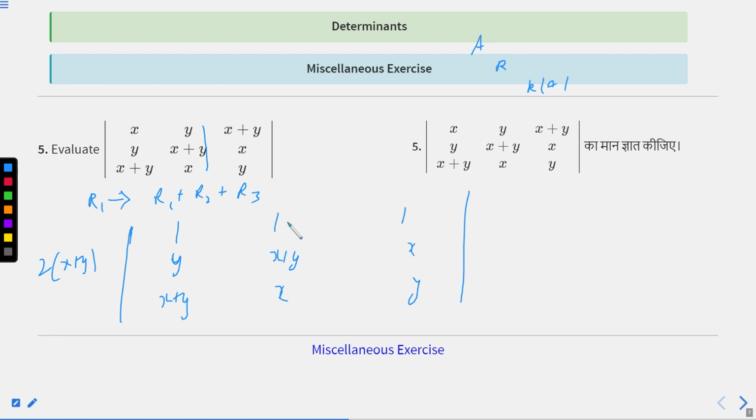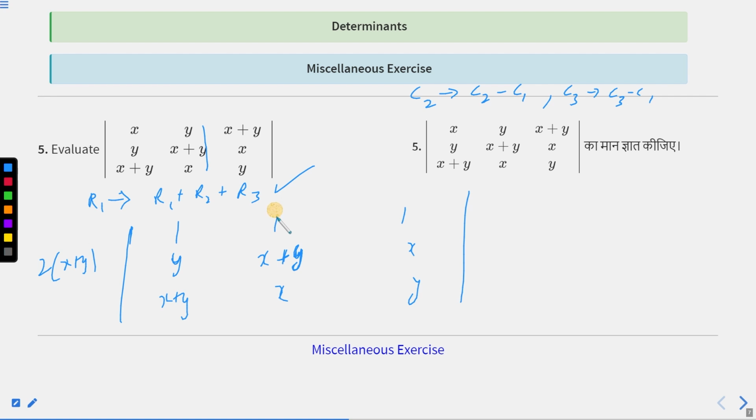Okay, now I will make zeros as many as I could, because maximum zeros will lead to easier calculation. So for making zeros, what I will do is quite simple. Now I will be performing column operations. C2 will be C2 minus C1, and C3 will be C3 minus C1. So this means this column is going to be subtracted.